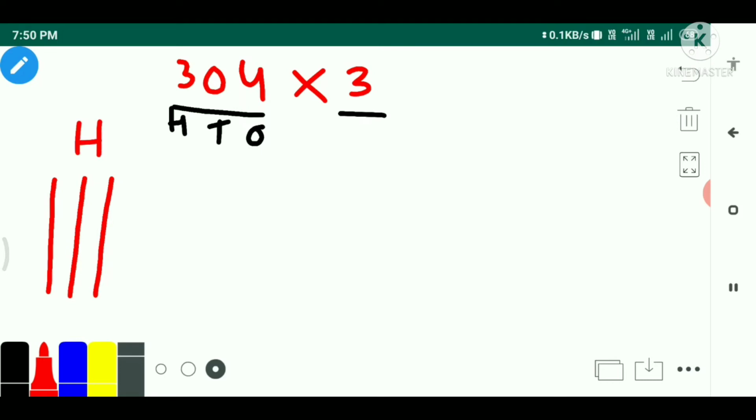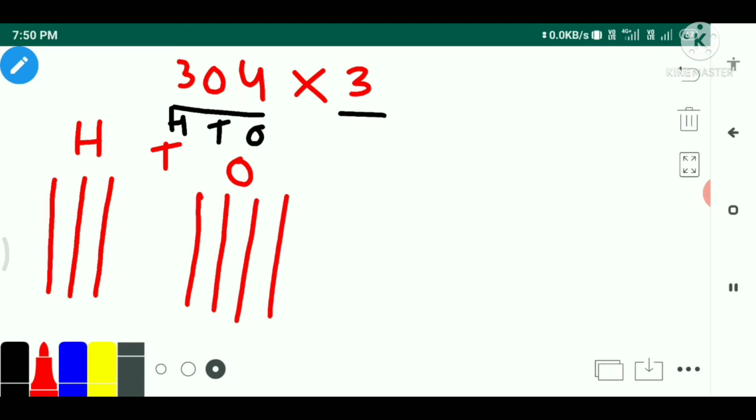Now in the tens place no number is given, 0 is there, so we will not draw any lines in the tens place. Now see the ones place. In the ones place 4 is written, so we draw 4 lines, 1, 2, 3 and 4. Is it clear?